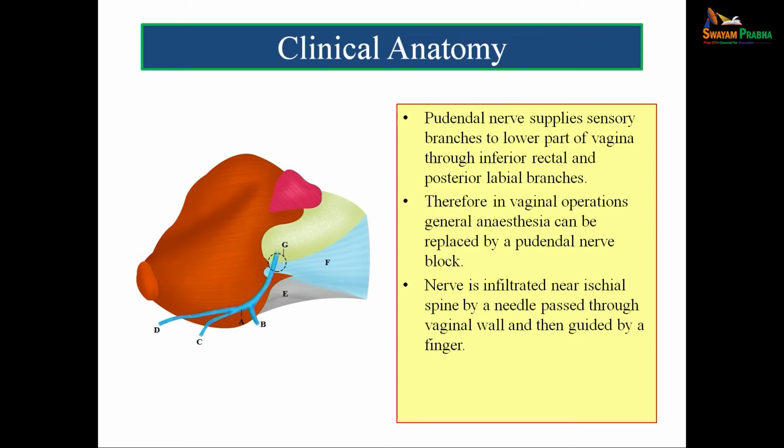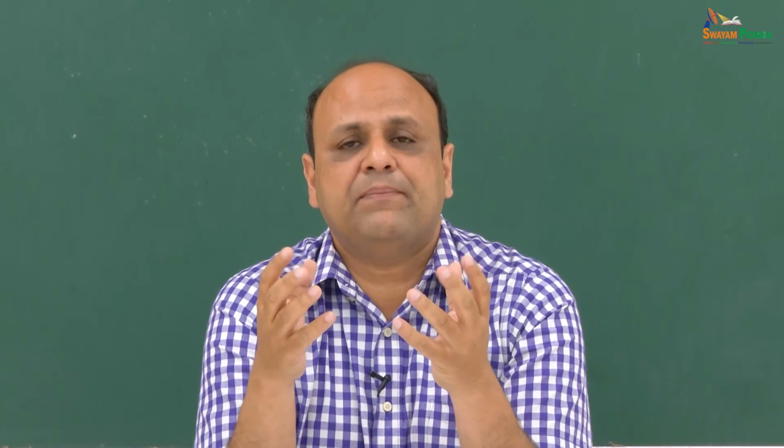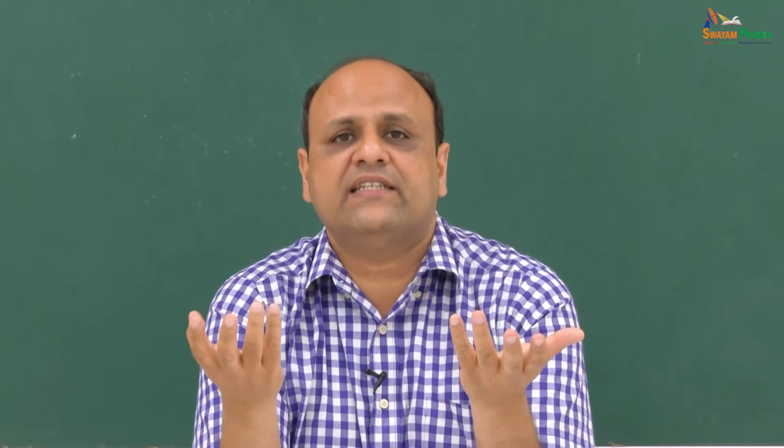Now we come to the concept of the pudendal nerve block. Pudendal nerve is supplying sensory branches to the lower part of vagina through inferior rectal and posterior labial branches. So this is a very important feature actually, pudendal nerve block. With the revolution in therapeutic measures, this pudendal nerve block saves the patient from general anesthesia. So what happens here is local anesthesia is infiltrated into the pudendal canal in relation to the pudendal nerve, and due to local anesthesia, the patient recovers early and the complications are also less.